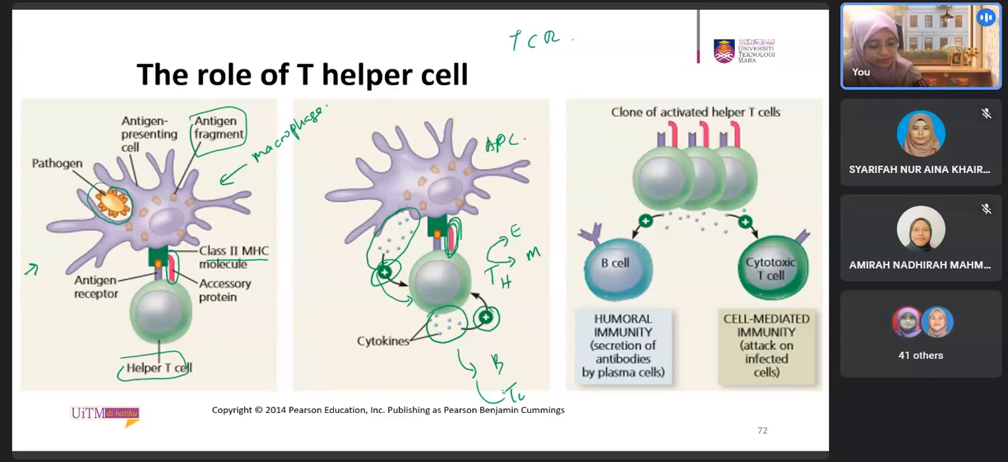The function of this protein is to enhance the attachment between the APC and also the helper T cell. That is the function of the protein. I don't remember whether it is CD4 ataupun CD8. Awak boleh check. Sebab kalau interaction between the infected cell and also the cytotoxic cell juga melibatkan CD. Cuma sekejap saya check dalam buku saya.